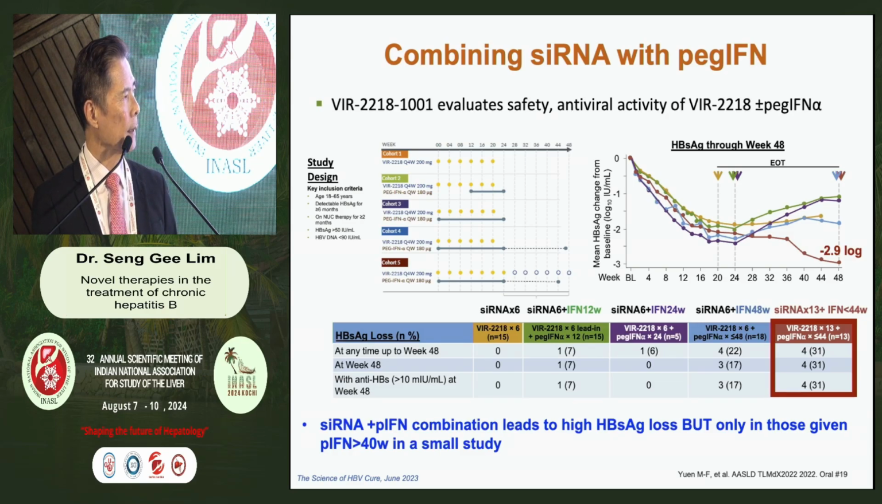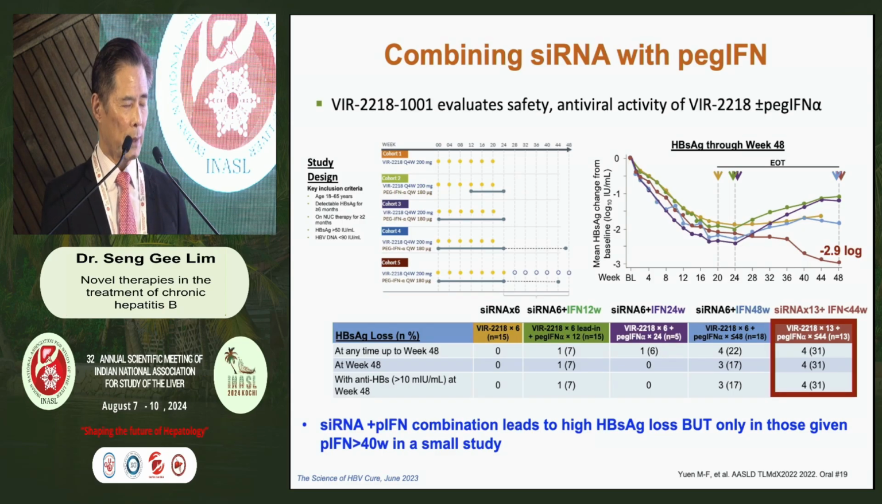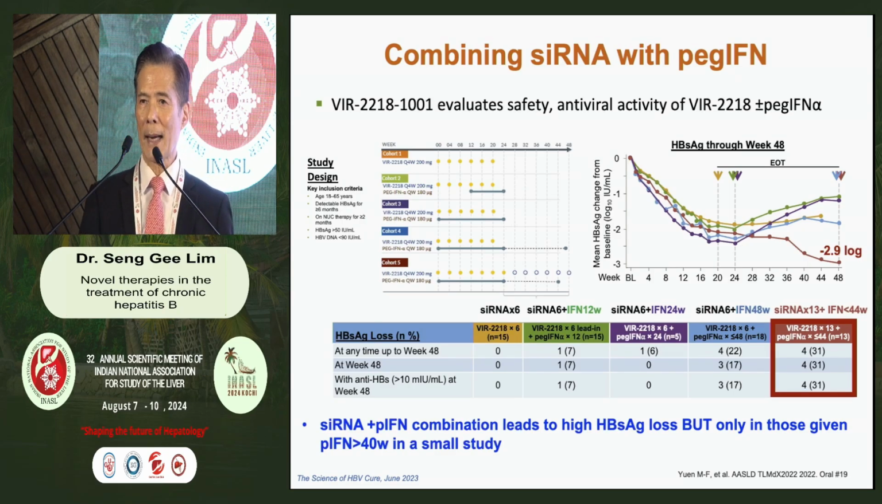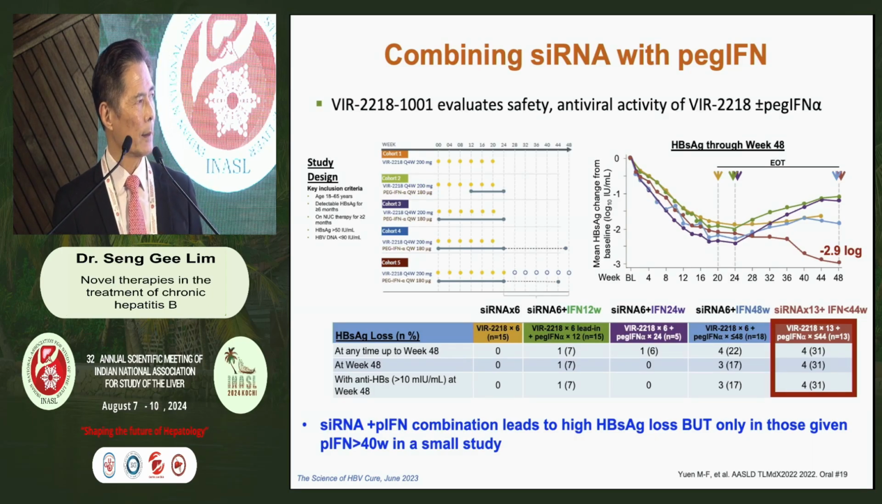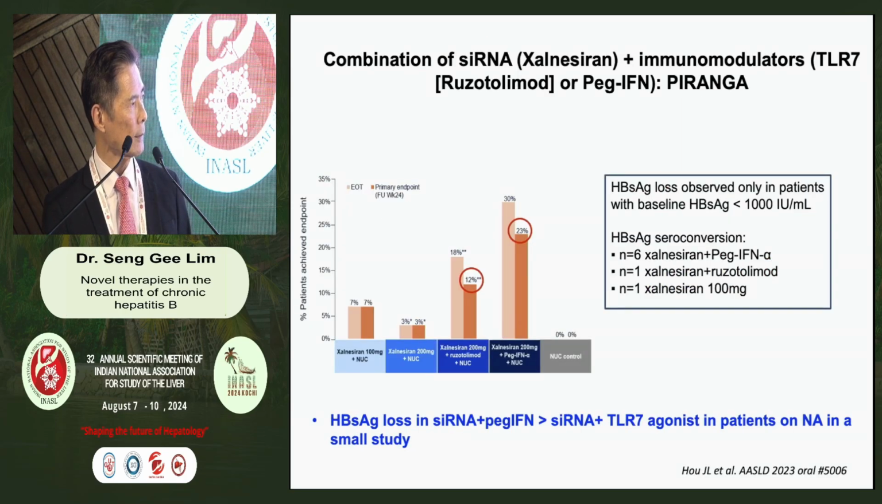logs. And here, then you have patients who have increasing S antigen loss of 31%. So interferon and siRNA need to be maximized. You need to give a longer duration of siRNA and a longer duration of interferon for you to get S antigen loss and significant reductions in S antigen.